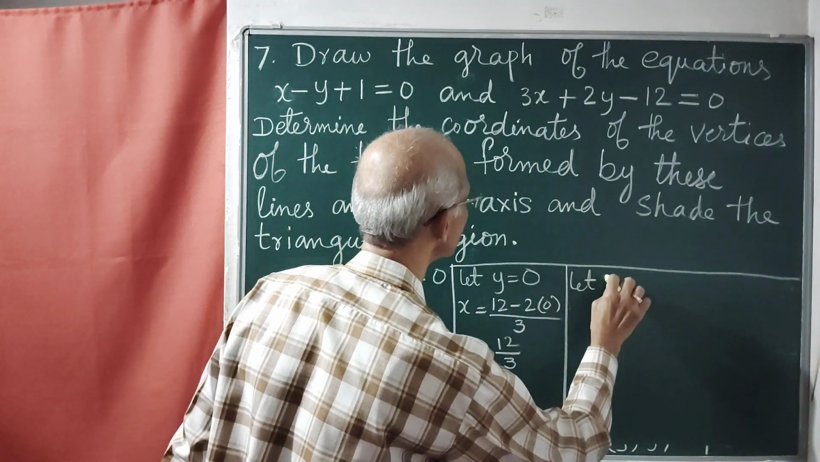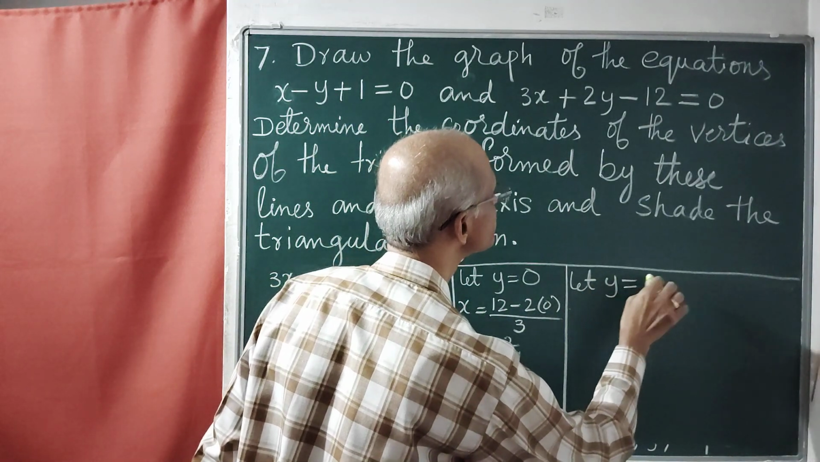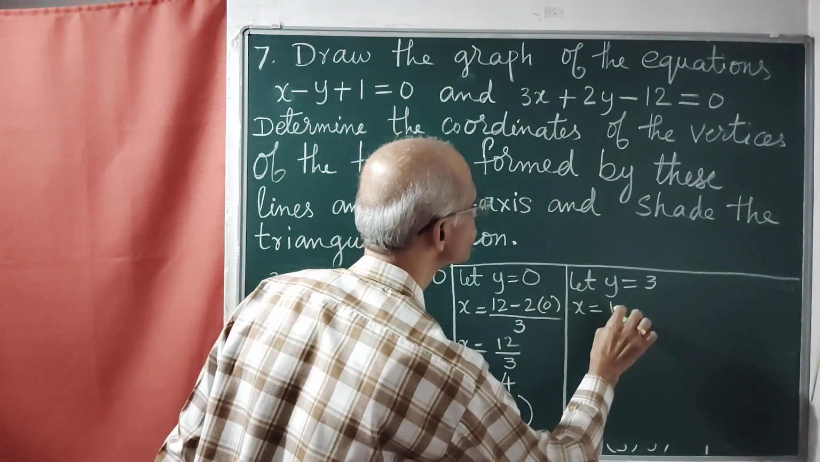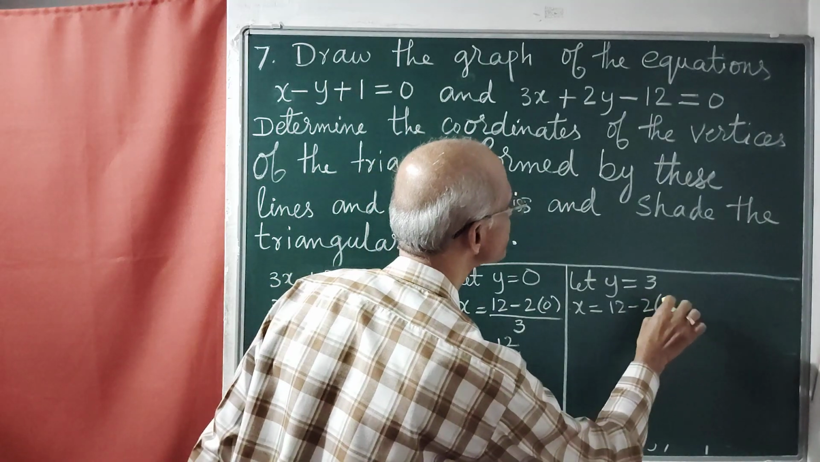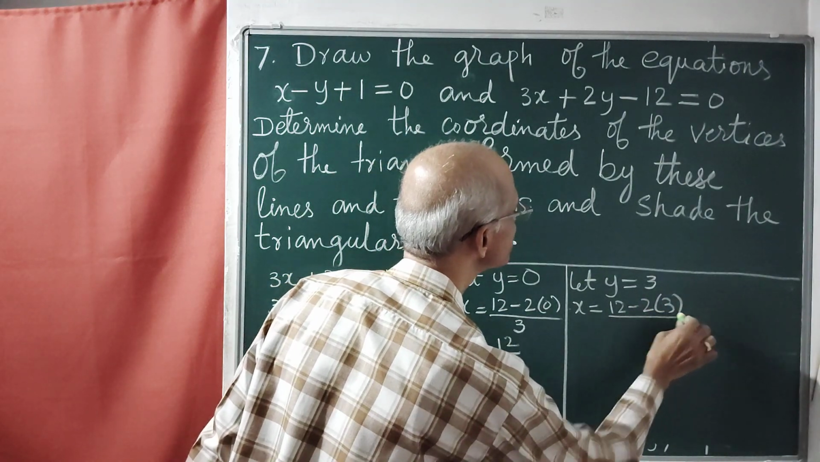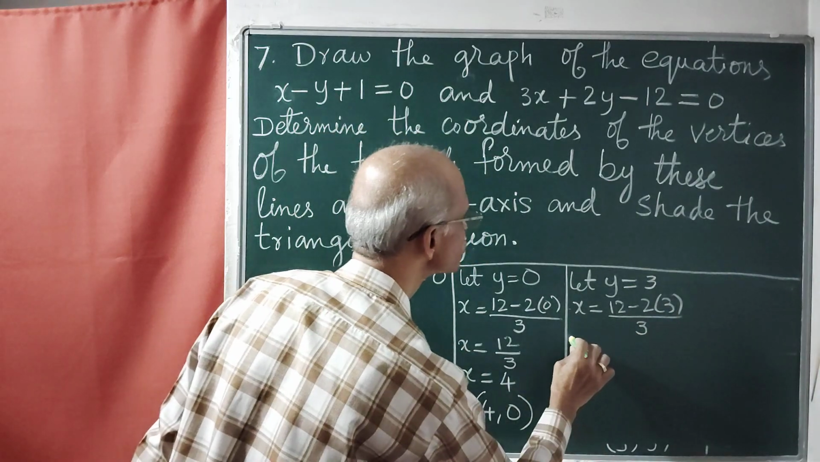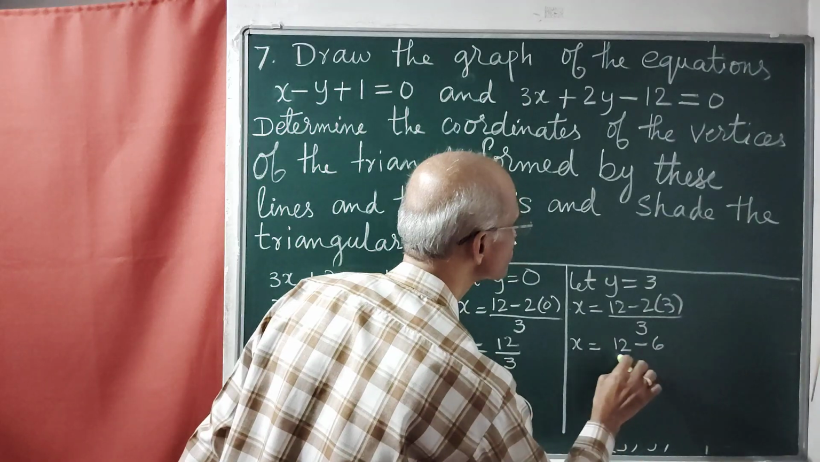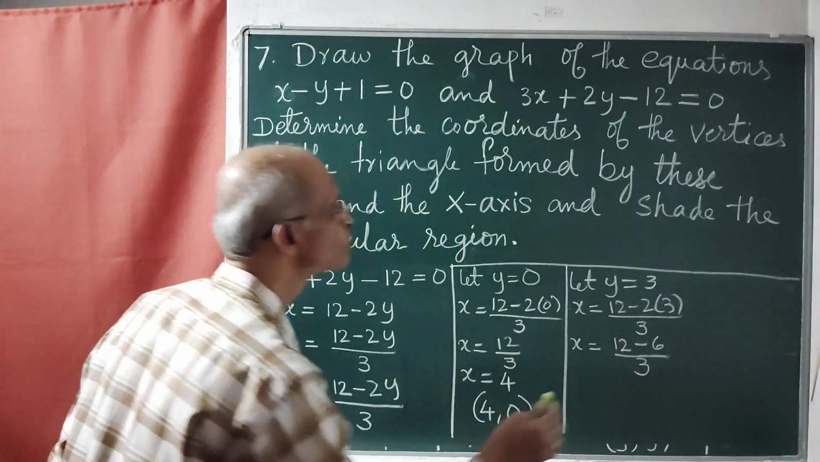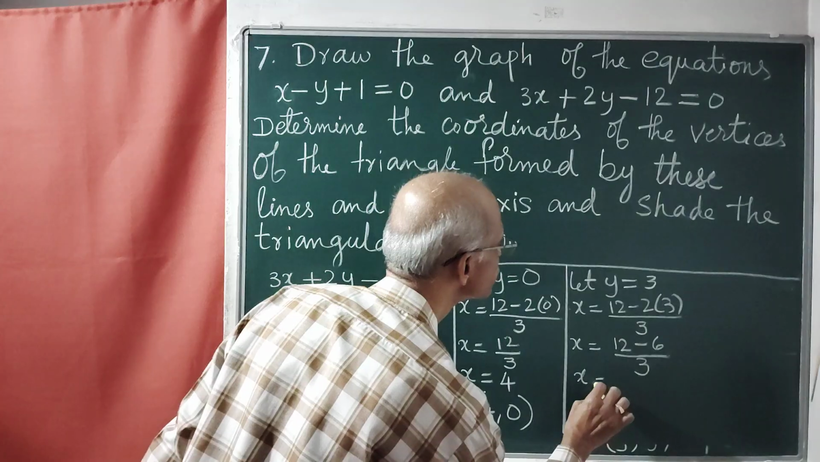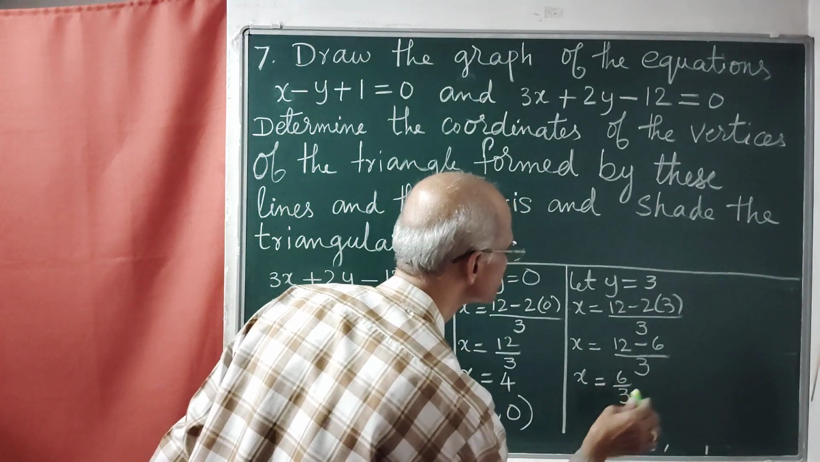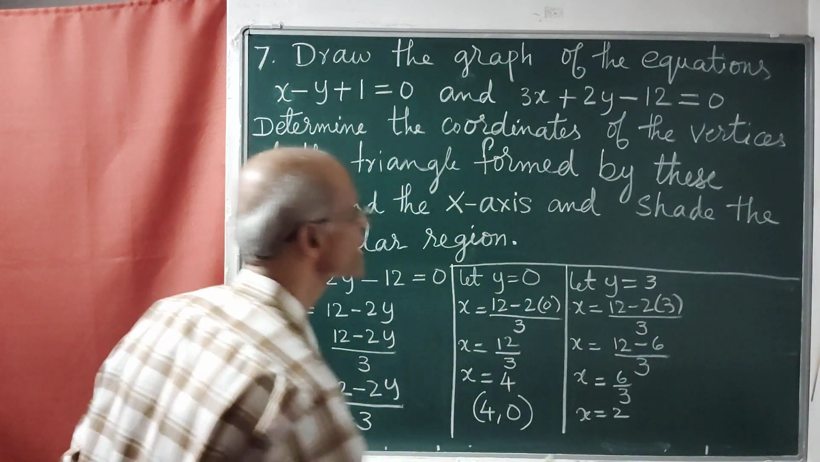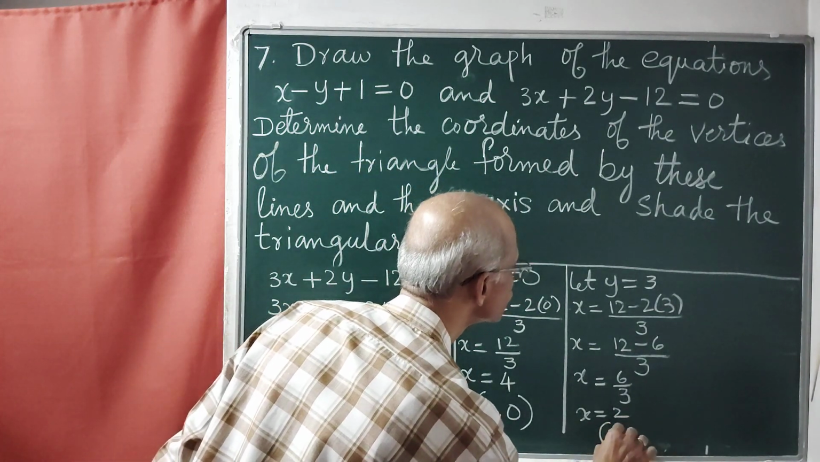Let y be equal to 3. Then x will be equal to 12 minus 2 into 3, the whole divided by 3. So x will be equal to 12 minus 6 by 3. So x will be equal to 6 by 3. X will be equal to 2. So the second pair of coordinates are 2 and 3.